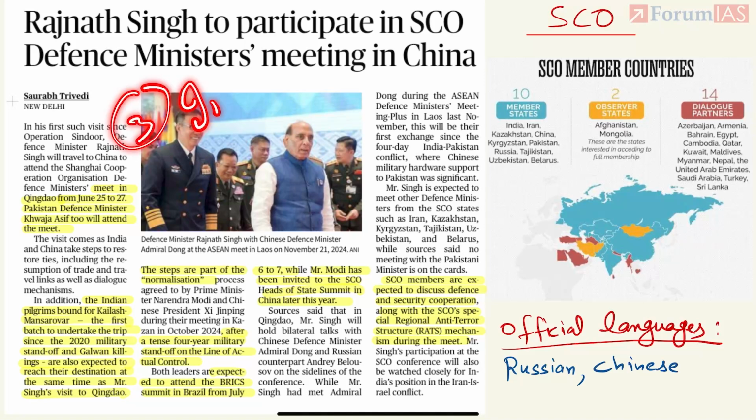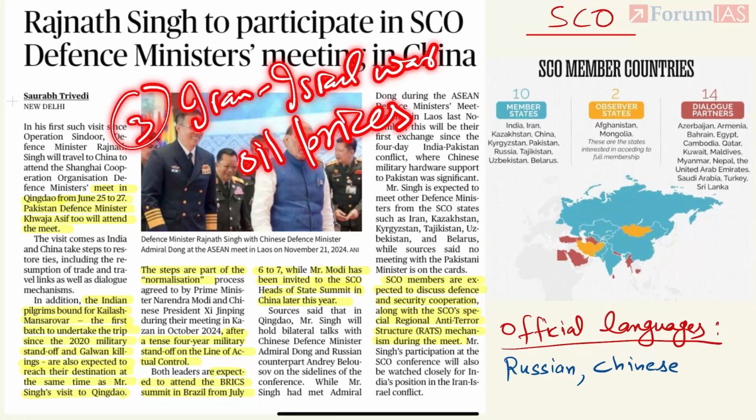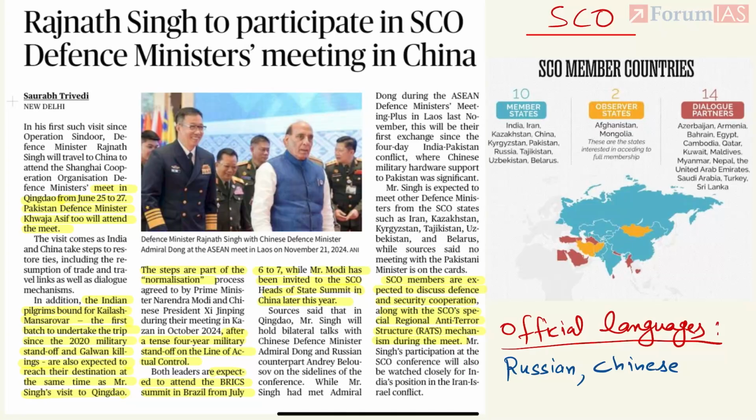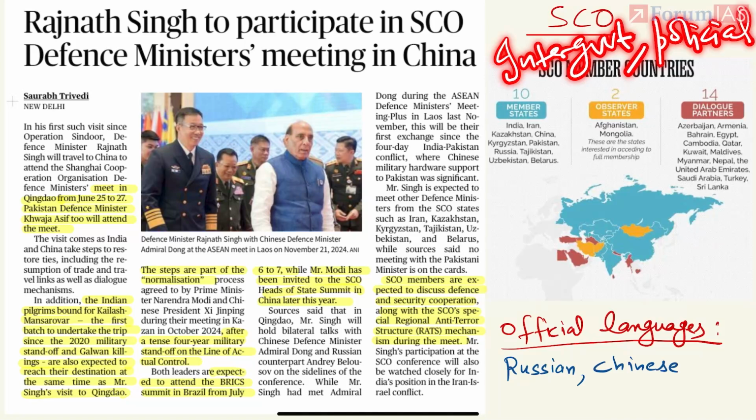Third is the Iran-Israel war and oil prices. So various contexts are there to this meeting. Later this year, there will be an SCO head of state meeting also in China where Prime Minister Modi is likely to attend. So let us see what SCO is. SCO is an intergovernmental political and security arrangement.